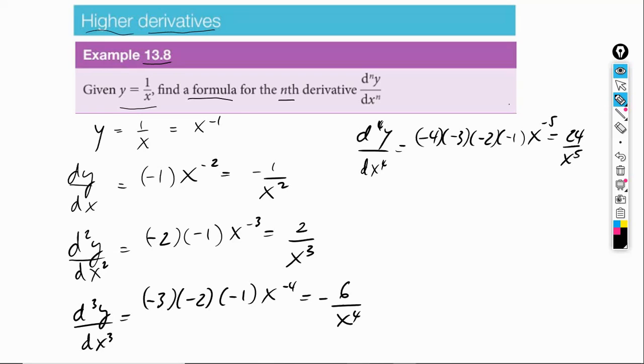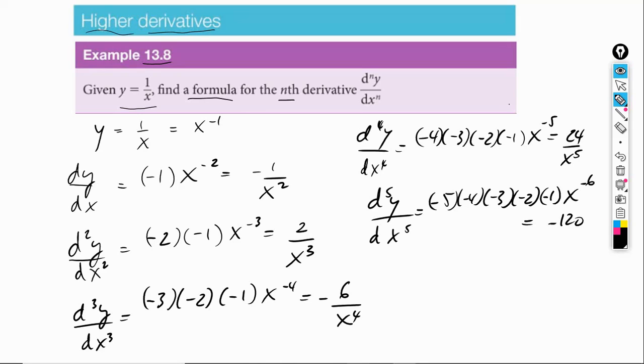One more. I think one more should be enough. So the fifth derivative would be then minus 5 times minus 4 times minus 3 times minus 2 times minus 1 times x to the minus 6. And all that should equal negative 120 over x to the 6. So I think we found a pattern. So what we want is a rule for the nth derivative.